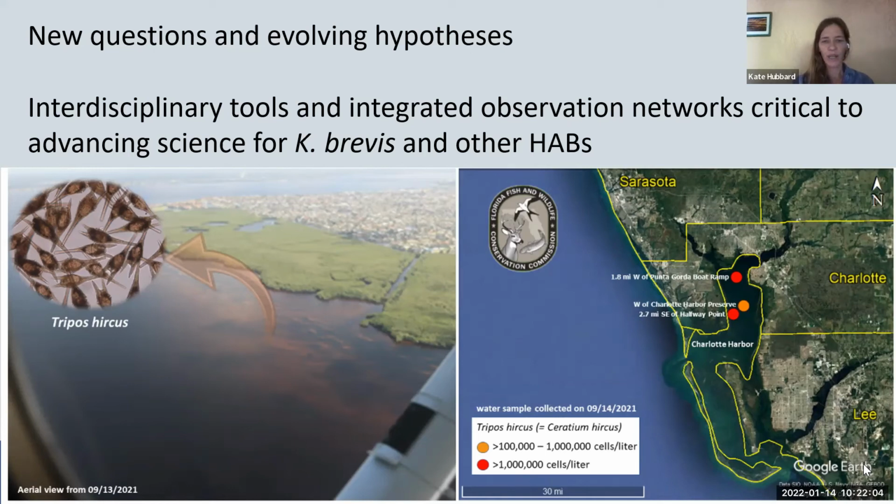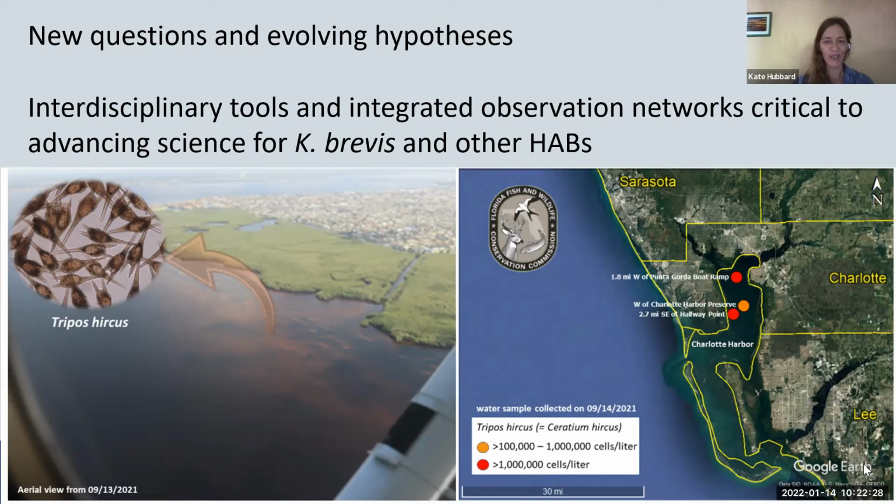I just wanted to also show, there are other algae that impact Charlotte Harbor. This past year, we had reports of a really bad red tide event in Charlotte Harbor, after there was already a really bad red tide event in Charlotte Harbor. And in fact, that water discoloration that you can see on the left was actually due to another species of dinoflagellate, Tripos hircus. So it's something to look into in the future.